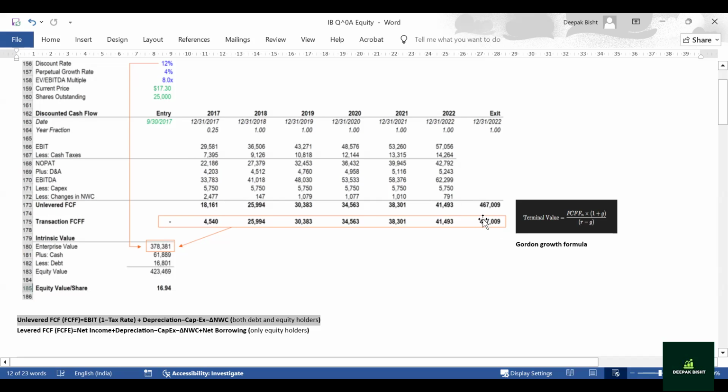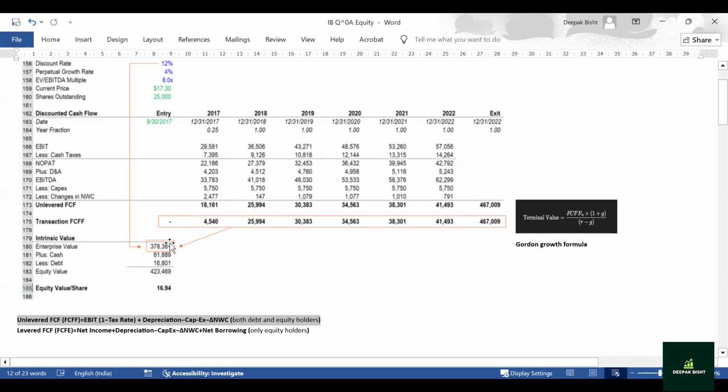Now we have discounted all these values back to today, 9/30/2017. This model was built on 9/30/2017. So we have discounted back all these amounts. We have discounted this by 1 quarter, this by 1 year and 1 quarter, then 2 years and 1 quarter, 3 years and 1 quarter, 4 years and 1 quarter, 5 years and 1 quarter. And this we have discounted perpetually.